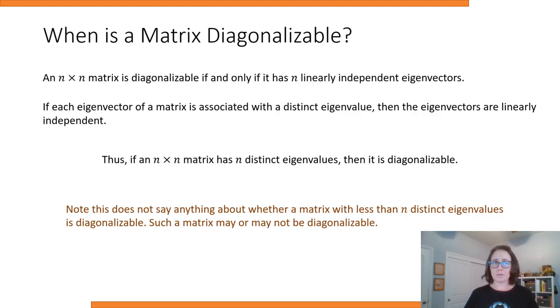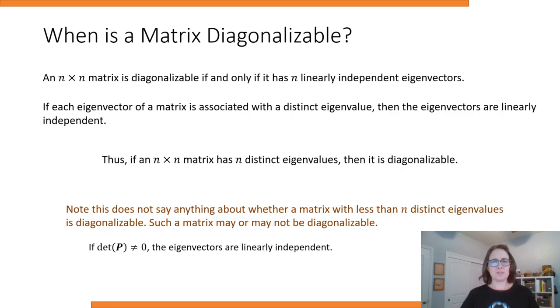So let's say I had a 3 by 3 and I solved the characteristic polynomial and I got a double root, or a root with a multiplicity. It might be diagonalizable, it might not be. Right? There's no guarantee on that one. This theorem really is only helpful to prove diagonalization if you get distinct eigenvalues.